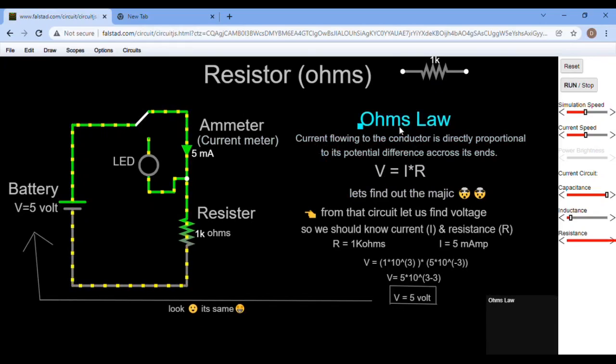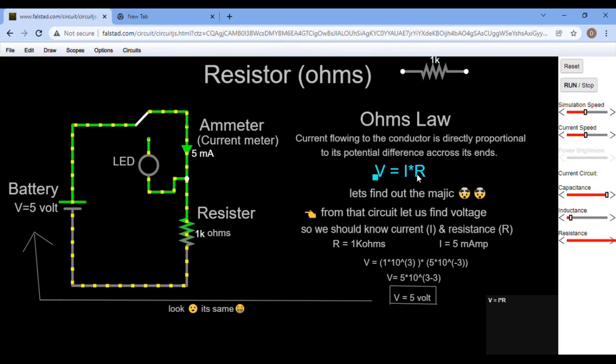Ohm's law. Ohm's law is said to be the most important law in the entire branch of electronics. Ohm's law states that the current flowing through a conductor is directly proportional to the potential difference across its ends. You can see the dotted lines, right? These are the currents flowing through the conductor. Potential difference means the voltage. So by changing the proportionality we get V = I × R, where V is the voltage, I is the current, and R is the resistance.